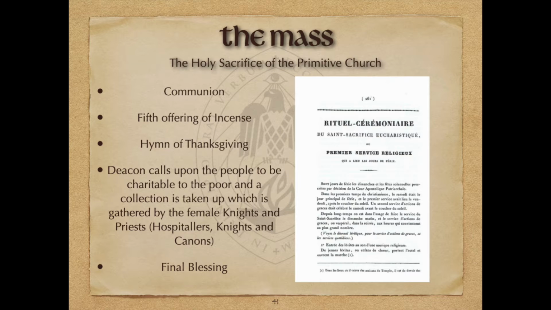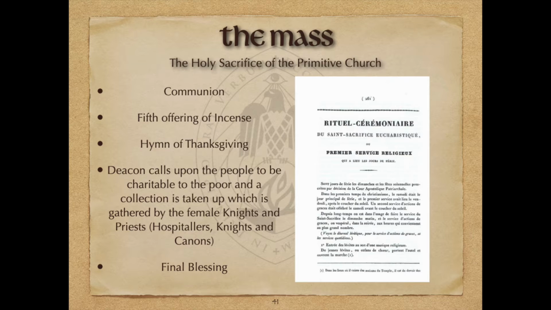This is a cross-section of hospitallers, knights, and canons. So once again, I mentioned before that canons are typically priests. This is made more explicit here. And of course, this is specifically gathered up by the female knights and priests. So once again, you have that explicit inclusion of women within the orders and initiatory degrees of the church, which was well ahead of its time by quite a bit.